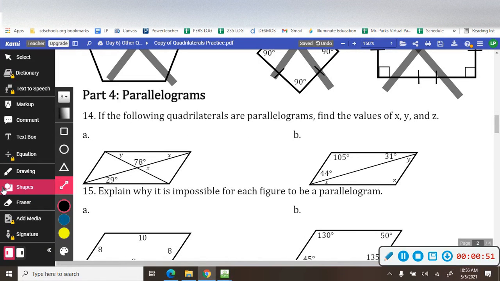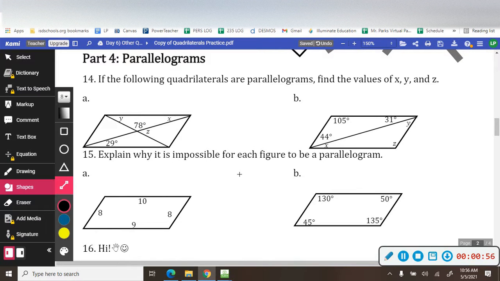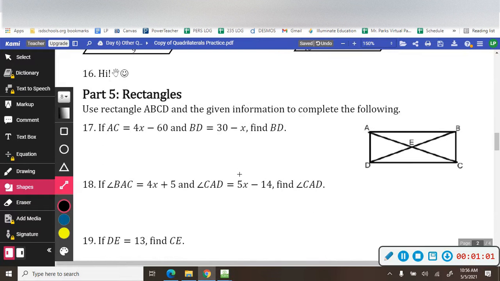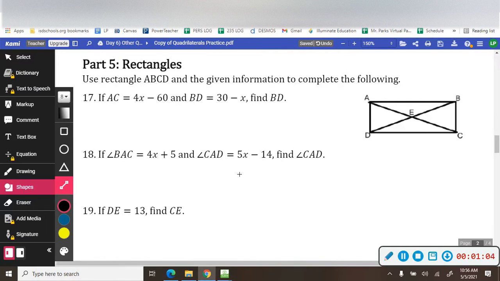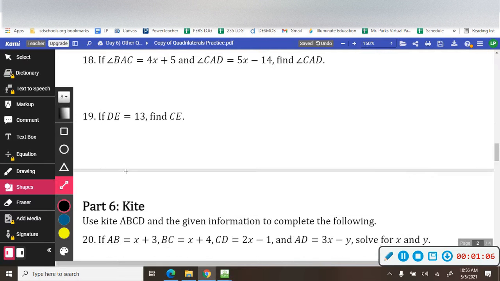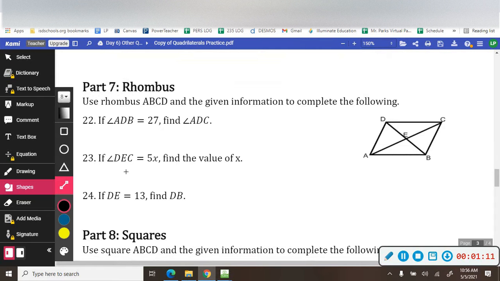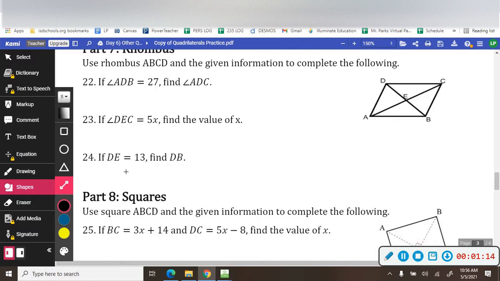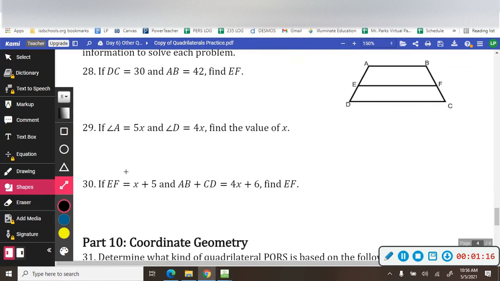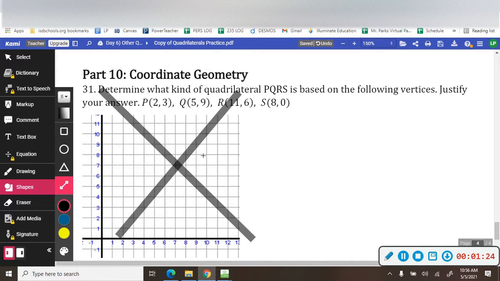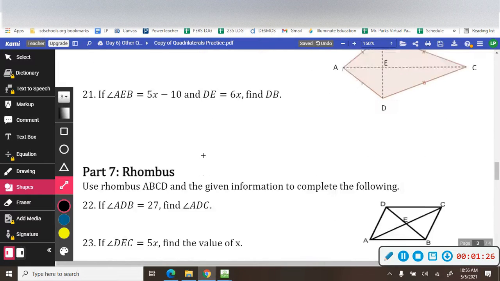Part 4, parallelograms. We spent a whole day over properties of parallelograms, so I'm going to let you do that yourself later. But what I do want to focus in on is rectangles. And so we're going to talk about some of the properties of rectangles, some of the properties of kites, some of the properties of rhombus, plural would be rhombi, squares, and a trapezoid. And then we will not be doing this either. So let's start off with rectangles.